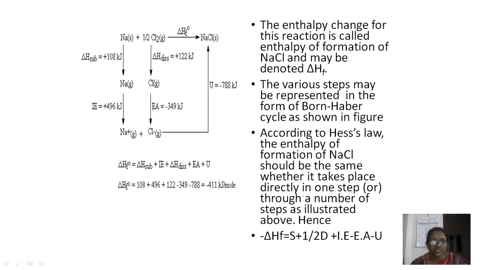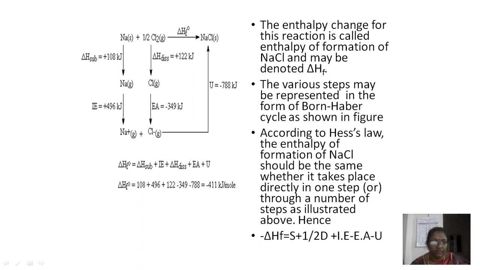The various steps may be represented in the form of Born-Haber cycle, and it is shown in this figure. According to Hess law, the enthalpy of formation of NaCl should be the same whether it takes place directly in one step or through a number of steps illustrated above.